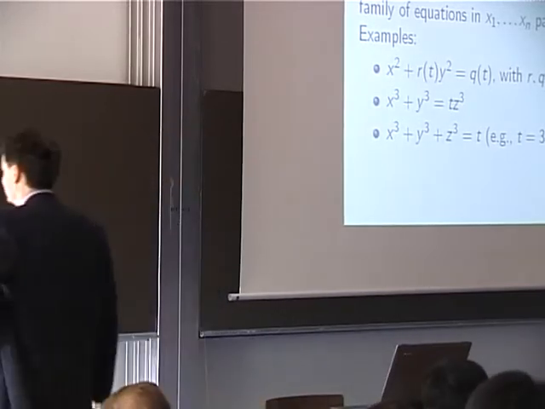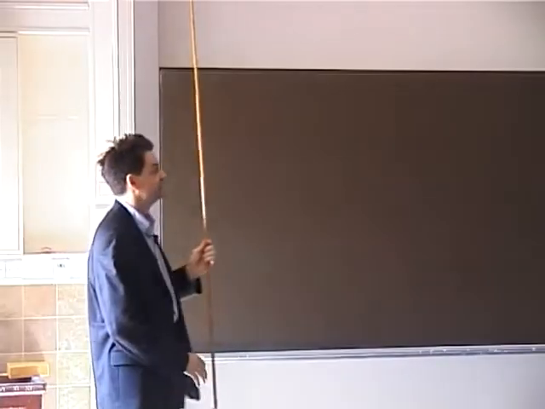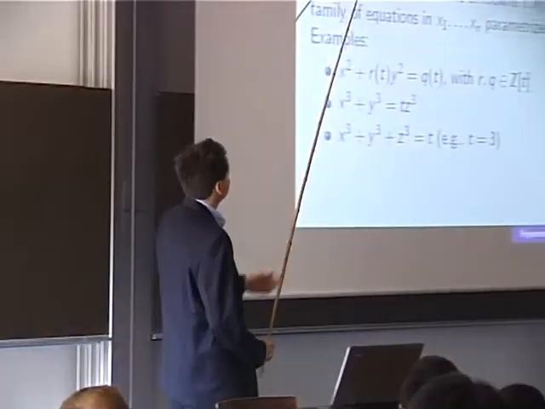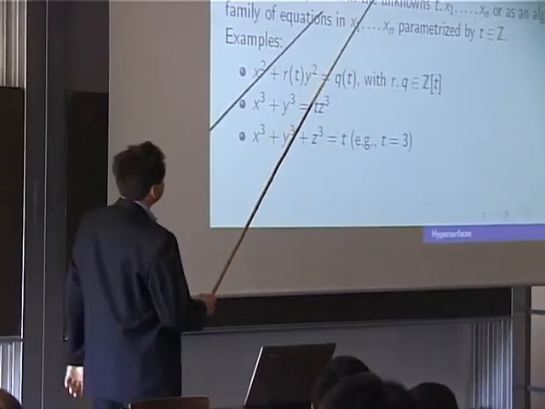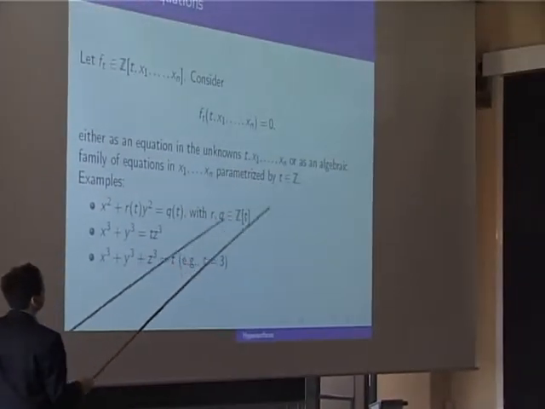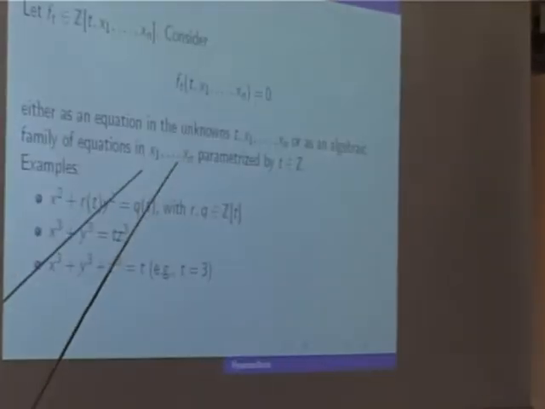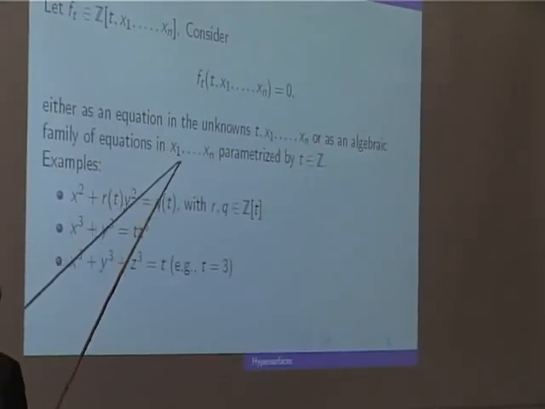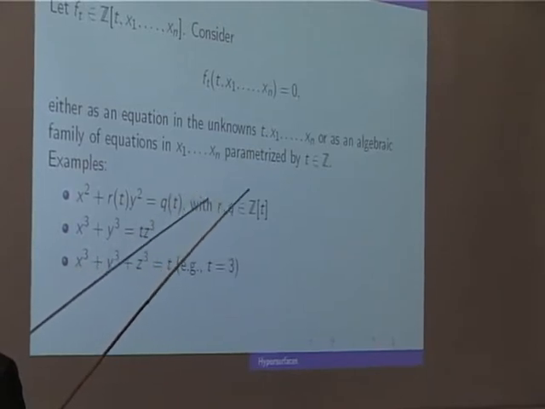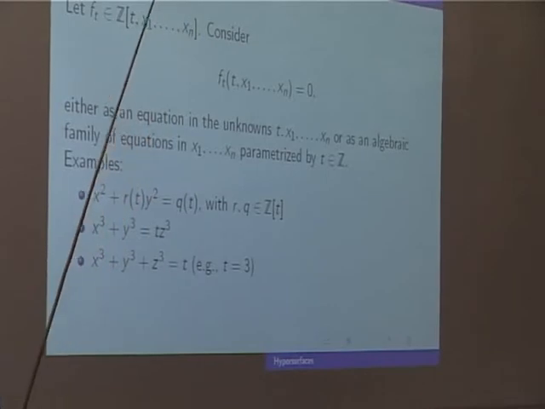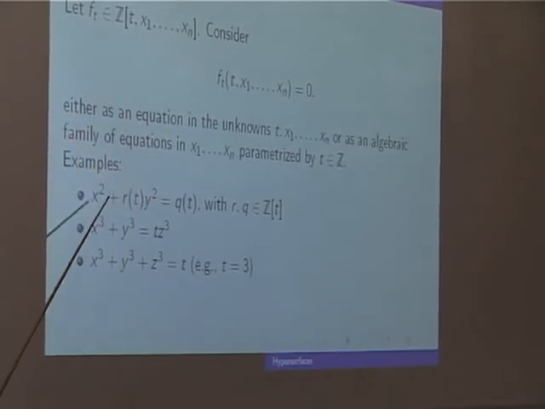Anyway, Diophantine equations, in generality: we take a polynomial equation with integral coefficients. I already wrote f of t; f is just a polynomial in t and some variables x1 up to xn. I can consider this as an equation in the unknowns t, x1, ..., xn, or sometimes I want to consider it just as a family of equations in the variables x1 to xn, parameterized by t. Here t is going to be an integer or something.